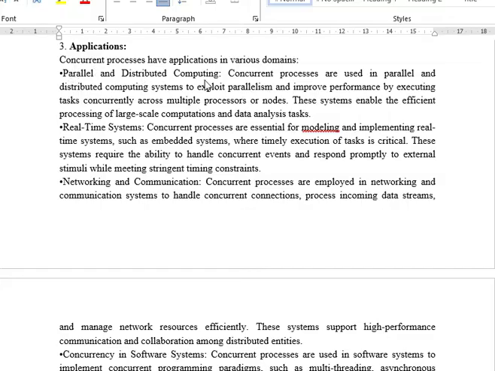That is distributed computing. Next, real-time systems. The ability of real-time systems is to handle concurrent events, meaning multiple tasks performed in the same interval of time. The system can handle these events very easily. This is known as real-time systems. Next is networking and communication, to interact over the network, the link from one entity to another, and to communicate from one event to another.